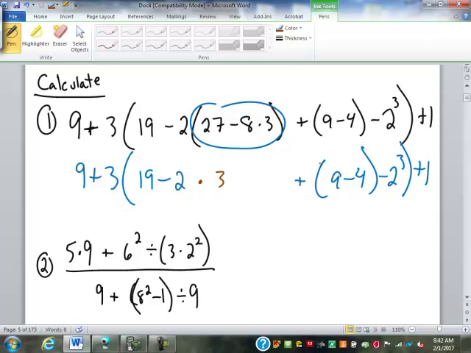Now I'm moving on to this set of parentheses over here. 9 minus 4, which is 5. Down to a single number, so I can get rid of the parentheses. Do I have to put in multiplication? No, there's already an operation on each side of the parentheses there. Back up to the bigger set of parentheses.